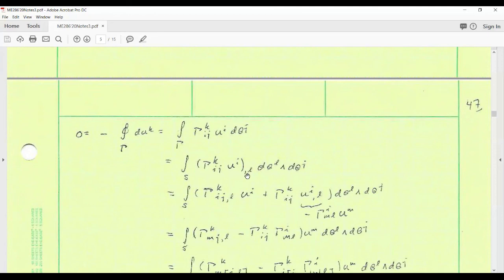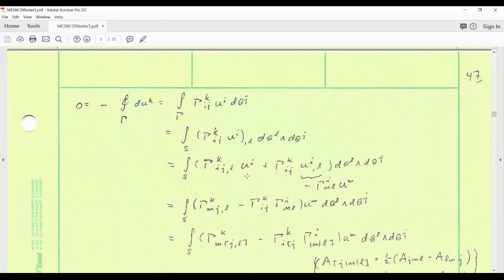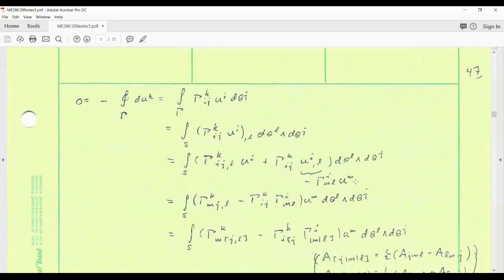Now I just use the product rule for partial derivatives, and I get this: U^i_{,L}. According to the equation of parallel transport, I can invoke that to rewrite this in terms of the connection coefficients and the vector field itself. Okay.